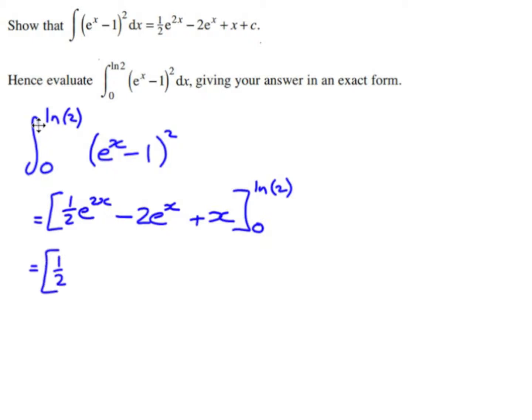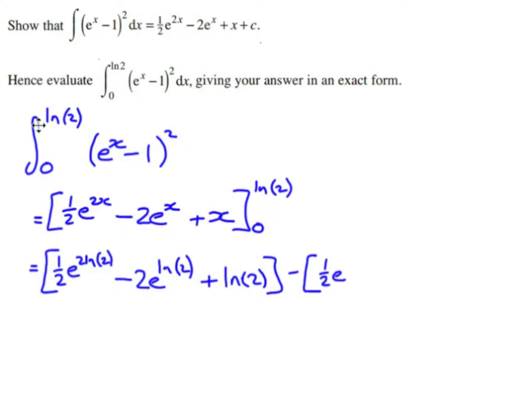So first of all, we get a half e^(2 log 2) minus 2 lots of e^(log 2) plus log 2. And we need to subtract from that a half e^0 minus 2e^0 plus 0.